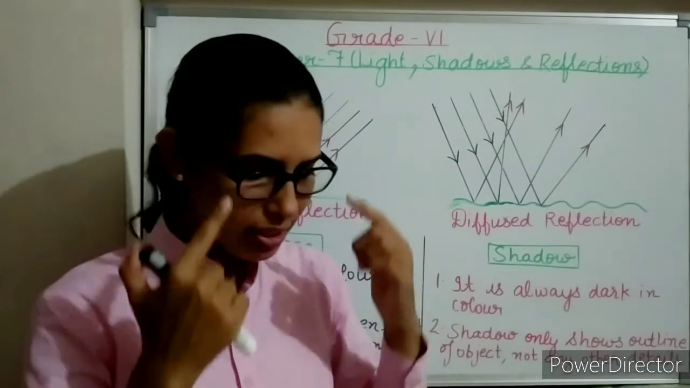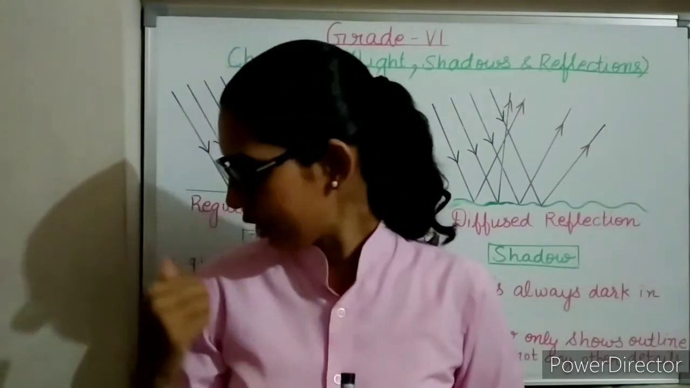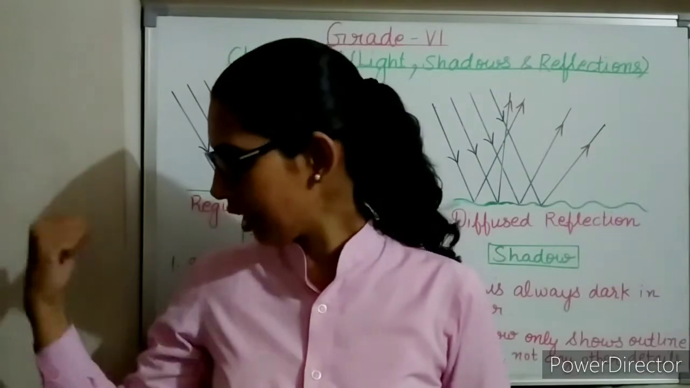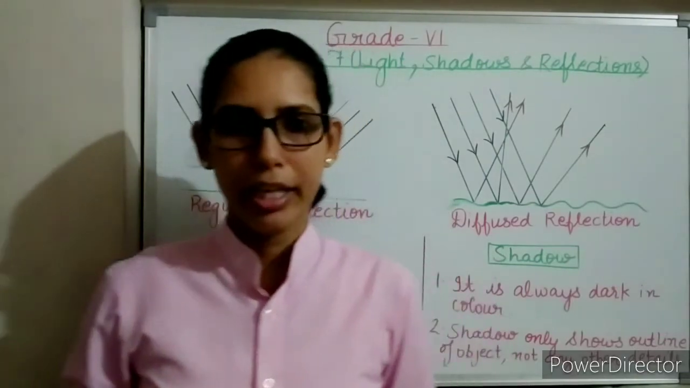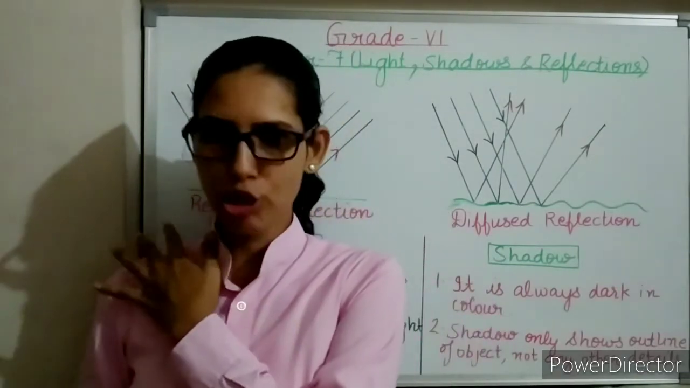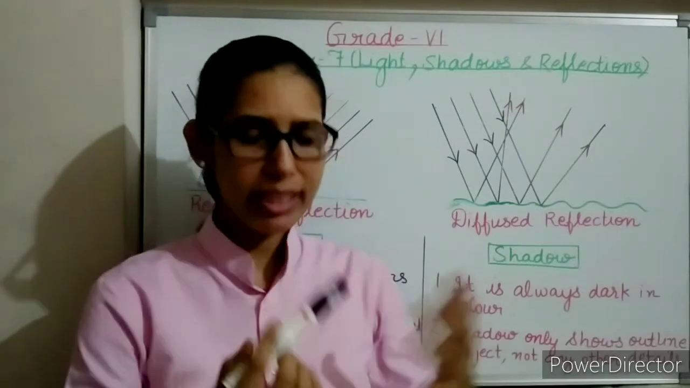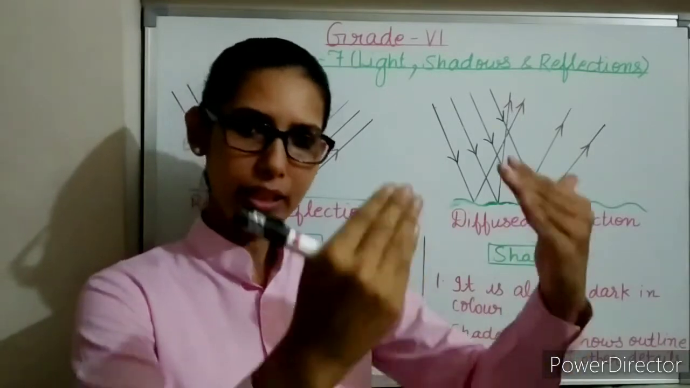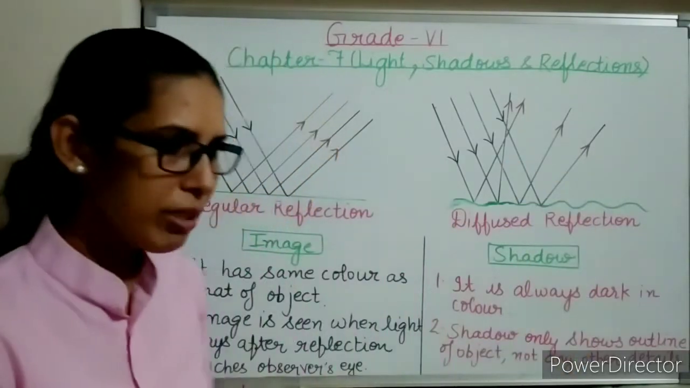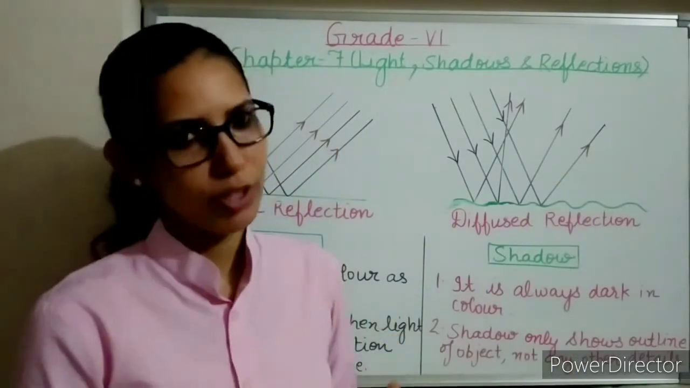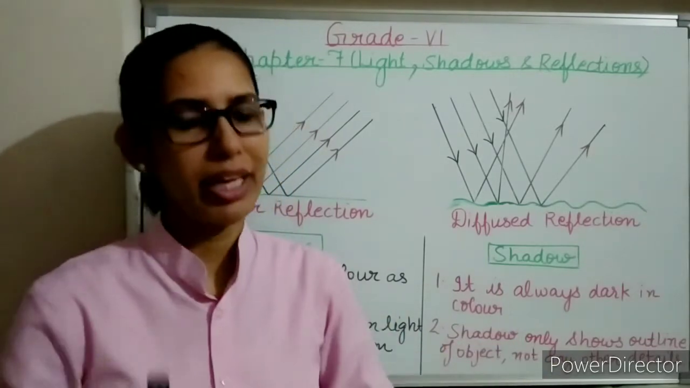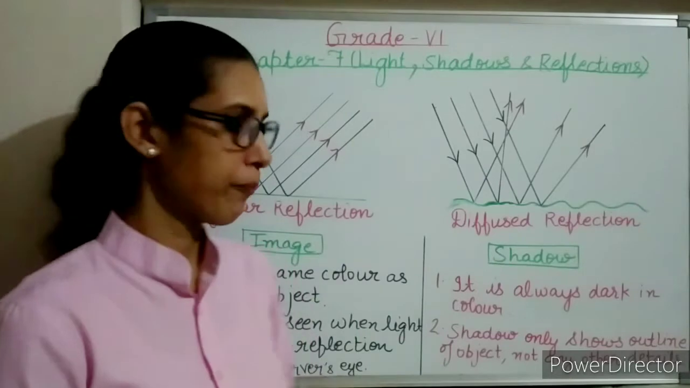For example, if I stand, let's say my shadow is here on the wall. You can see here, it is just telling the outline of the object. Here you cannot see my face in the shadow. Okay, but in the image, I will be exactly the same. Okay, so the image gives all the details of the object, but the shadow only shows the outline of the object. It doesn't give any other details of the object.